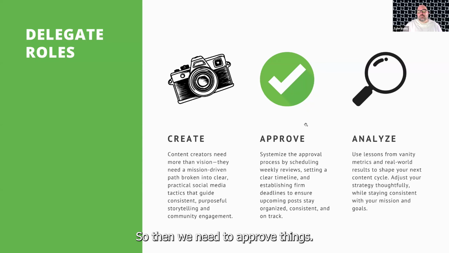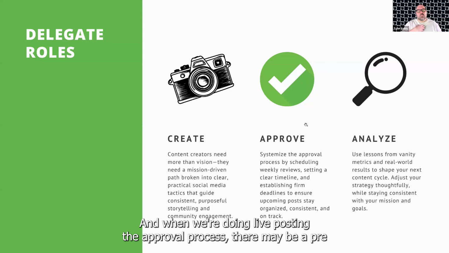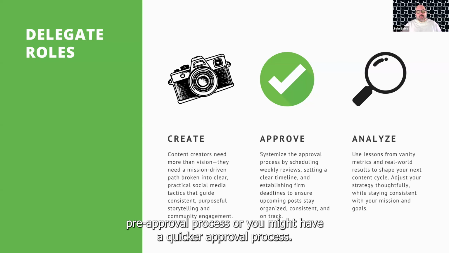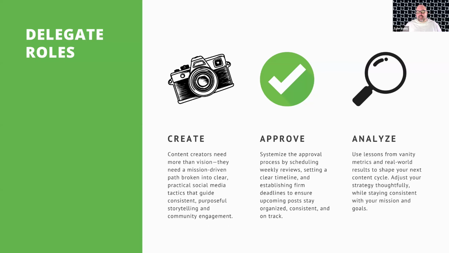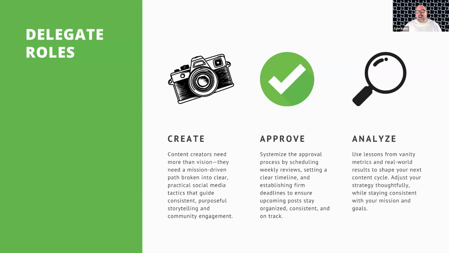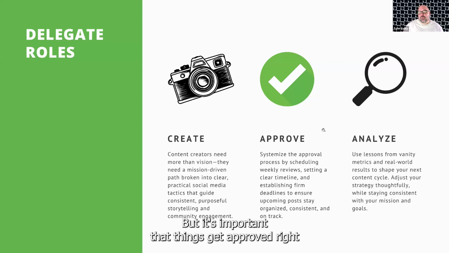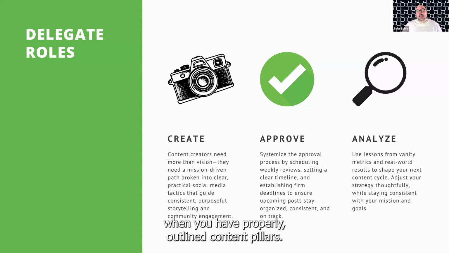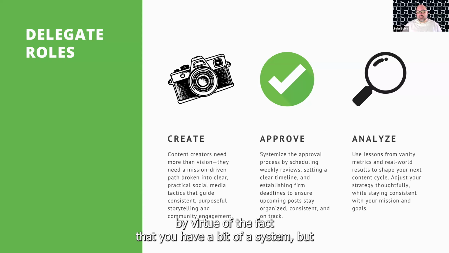Then we need to approve things. When we're doing live posting, there may be a pre-approval process, or you might have a quicker approval process. Obviously, if you're live streaming, there is no approval process. But it's important that things get approved, right? When you have properly outlined content pillars, it's a little easier because things should be on track by virtue of the fact that you have a bit of a system.